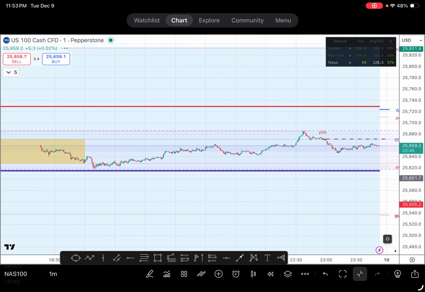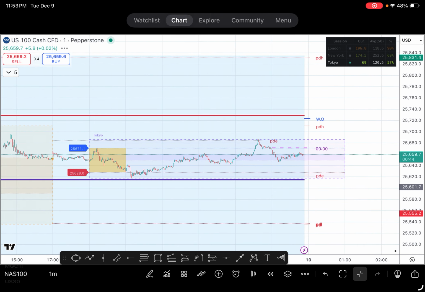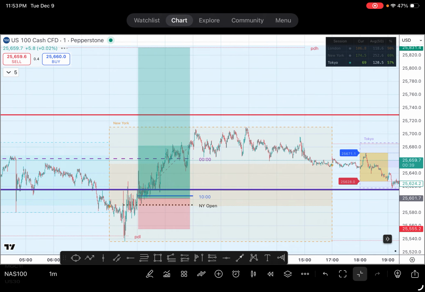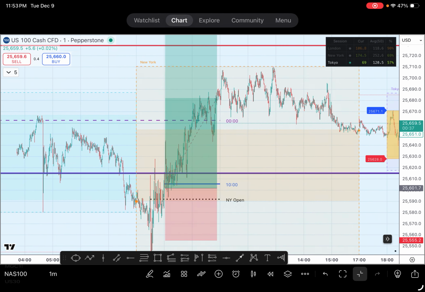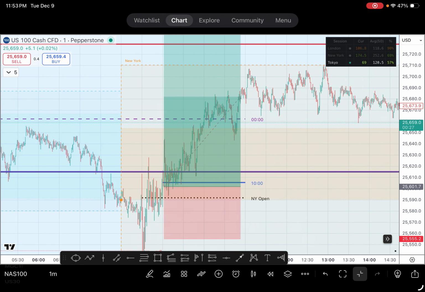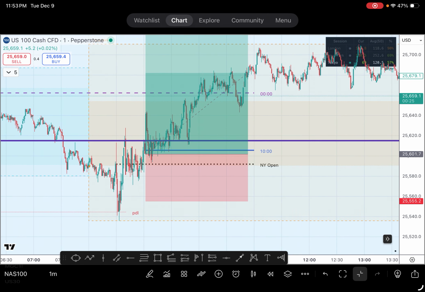What we have marked out is, since we're in Central Standard Time, it says 10, but that's really the 9 o'clock 4-hour candle open. We got the New York open and the 9 a.m. 4-hour candle open. Very simple. We're looking for two things to happen.